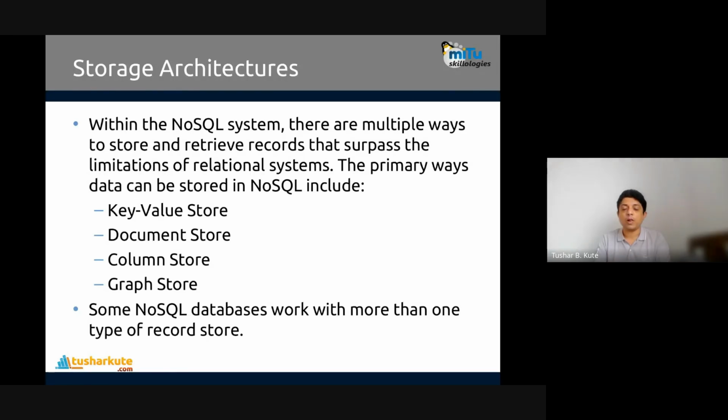What is the use of it? How can we store the data by following a respective storage architecture in NoSQL? So we can define there are four ways possible in NoSQL to store the data. So as per the data that you have collected, you can choose a respective mechanism, a respective storage architecture, to store the data inside it.